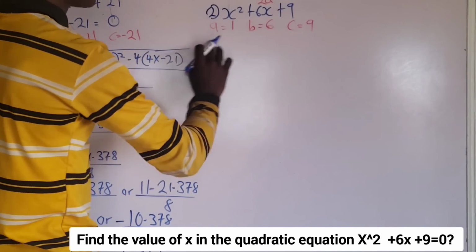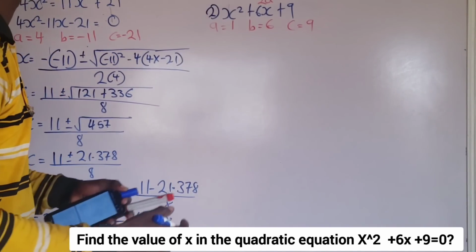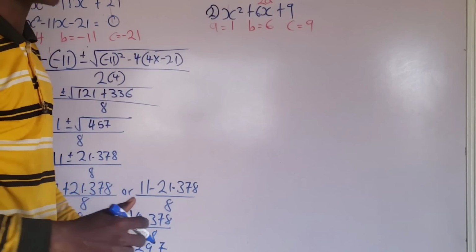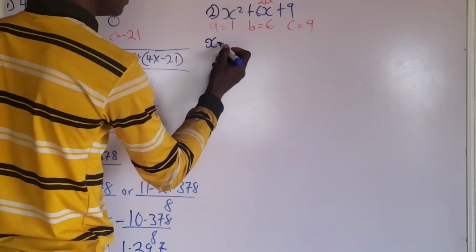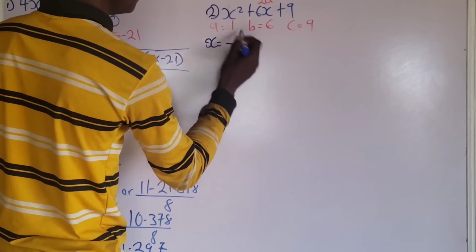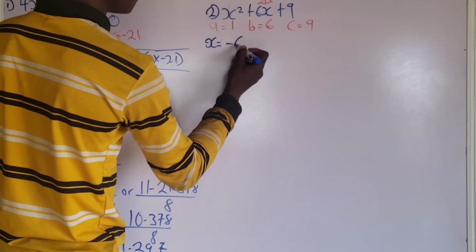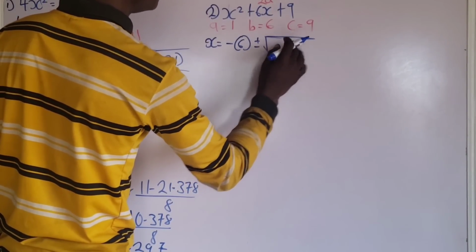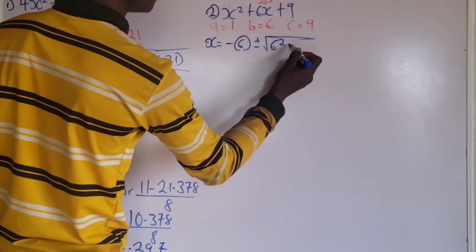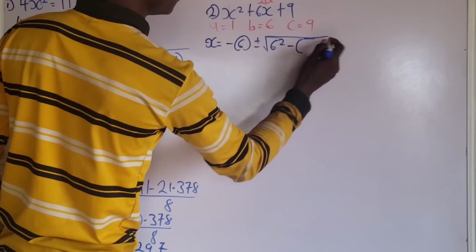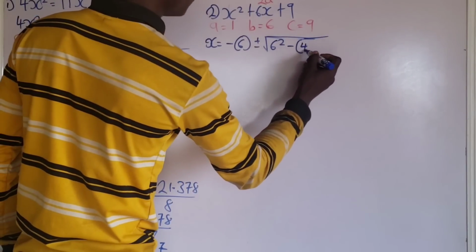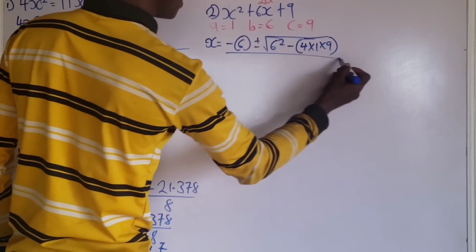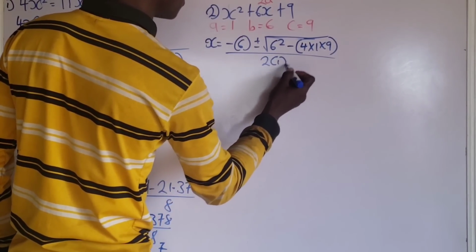So having identified your a, b, and c, the next step is that you just have to substitute the values of a, b, and c in this quadratic formula. Okay? So here I'm going to have x is equals to minus b. B is 6. So I'm going to have minus 6 plus or minus square root of b squared. B is 6. So I'm going to have 6 squared minus 4ac, 4 multiplied by 1 multiplied by 9. You understand? All over 2a, 2 multiplied by 1.